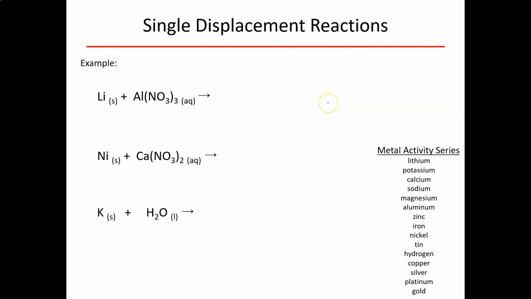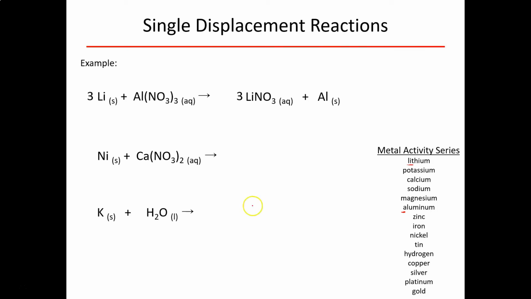We looked at the reaction of lithium with aluminum. We could come to our activity series, and we can look for lithium. We can look for aluminum, and we can see that lithium is above aluminum. So therefore, a displacement reaction would occur because lithium can displace aluminum. And then we have to make sure to always go back and balance our equation.